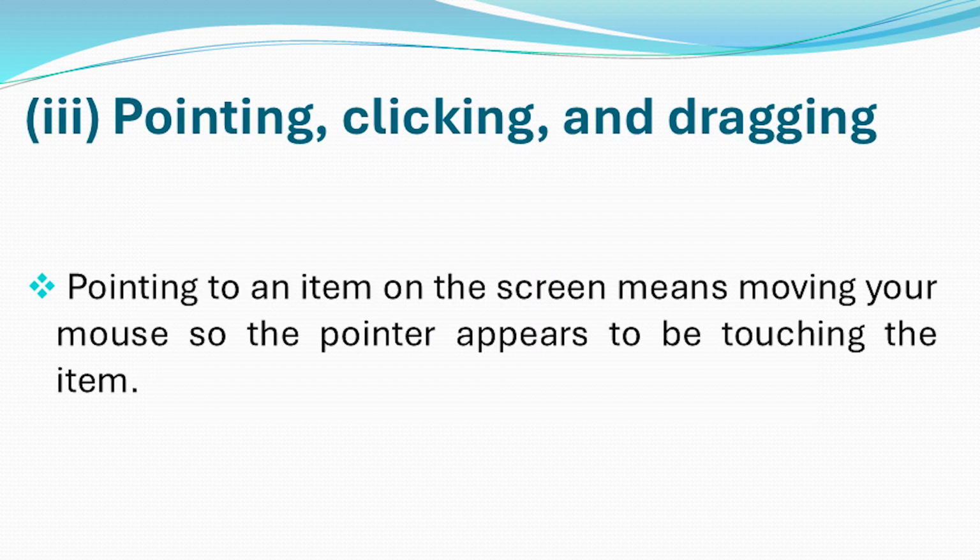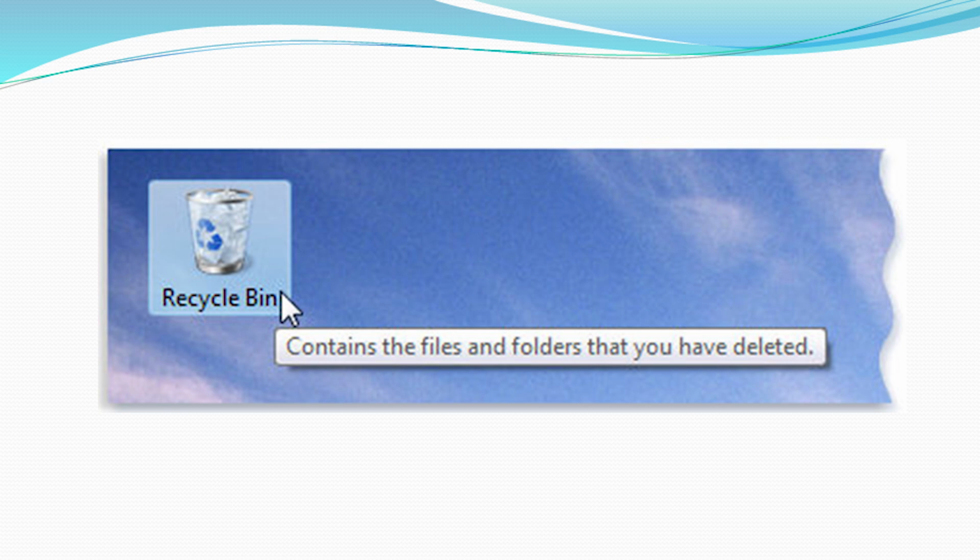Pointing, clicking, and dragging. Pointing to an item on the screen means moving your mouse so the pointer appears to be touching the item. When you point to something, a small box often appears that describes the item. For example, when you point to the recycle bin on the desktop, a box appears with this information: contains the files and folders that you have deleted.